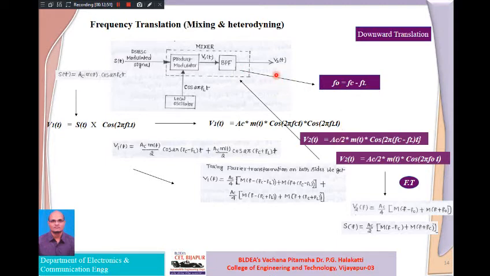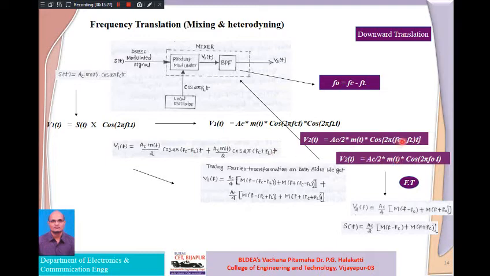I would like to call the output v2 of t. If you take the inverse Fourier transform, what you are getting is Ac by 2 m of t cos 2 pi (fc minus fl) t, so only fc minus fl is coming here. We are applying the time domain signal, not the frequency spectrum. So out of the two terms in v1 of t, your BPF is going to select only the first term, because it is tuned to fc minus fl. Only this term is coming here, not fc plus fl.